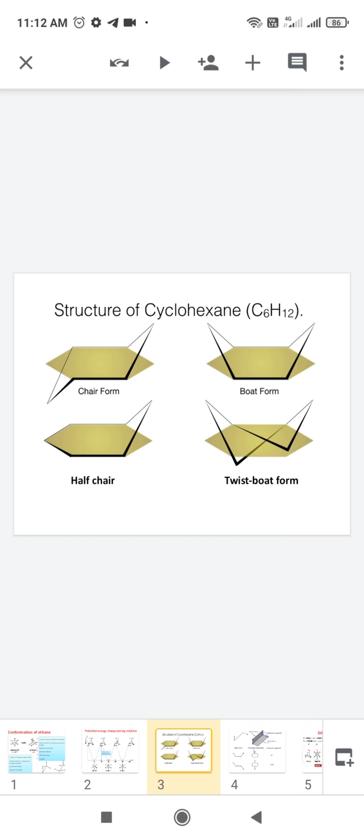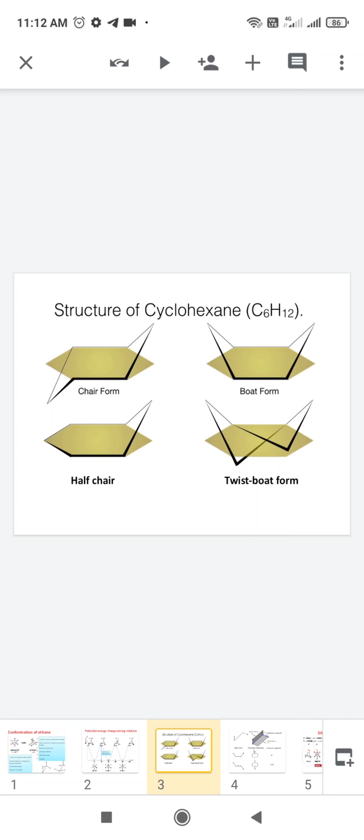That's why the bond angle is 109 degree 28 minute, and since the structures are not planar, it has a puckered ring structure. The first two, that is chair form and boat form, are the most important conformations of cyclohexane. See, in the chair form we can see that the end position, that means the carbon atoms at the end, one is up and the other one is down.